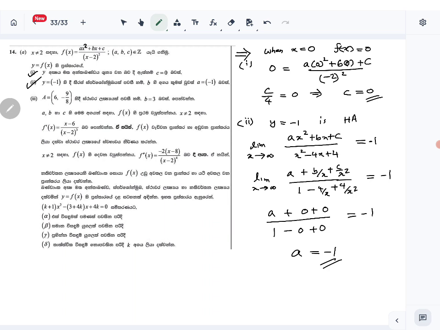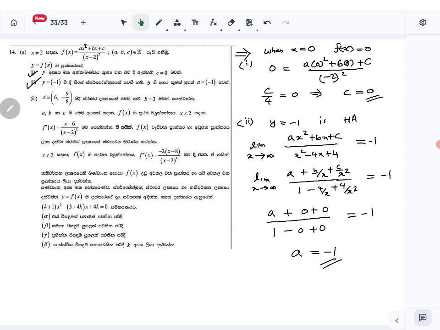Then third part is what? Now we know a, we know c, we have to find b. If the point is a stationary point, then b is equal to 3, we have to show. So stationary point is on the curve, no? So this is a point on the curve. Any turning point or stationary point is on the curve.